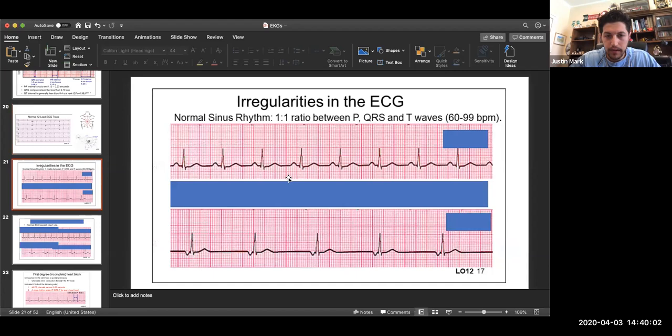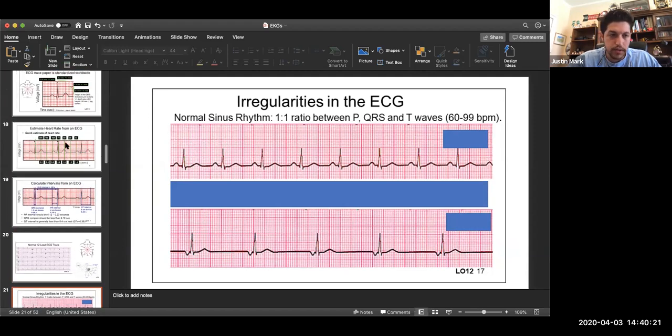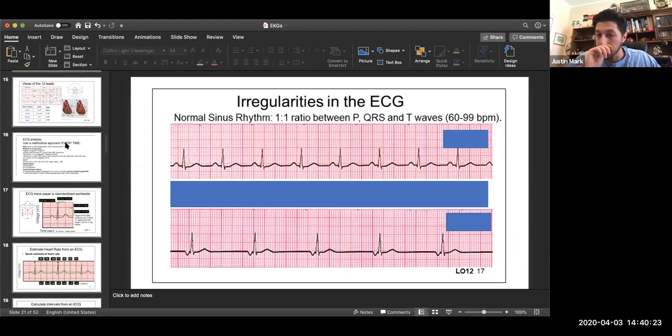Everyone good? Yep. So now we can start talking about some of the irregularities. I tried to do my best in including a bunch of them from her slides and some of the more common ones. So we're going to go through some of these together. So using that systematic approach, the first thing that we should do is calculate the rate. So what's the rate of this first one here?